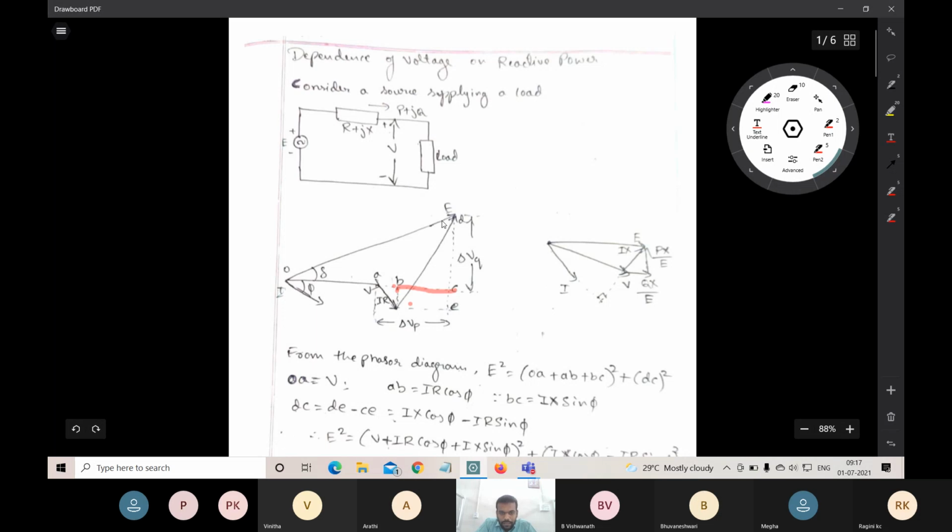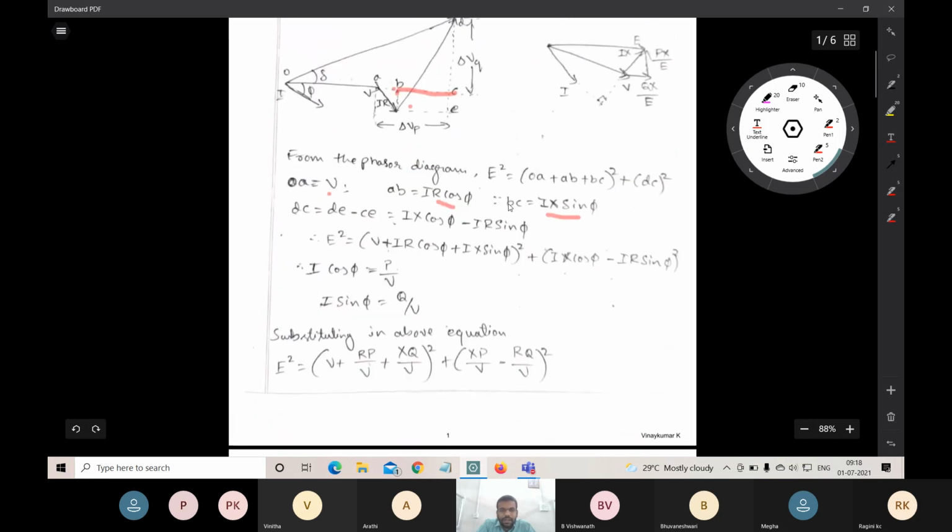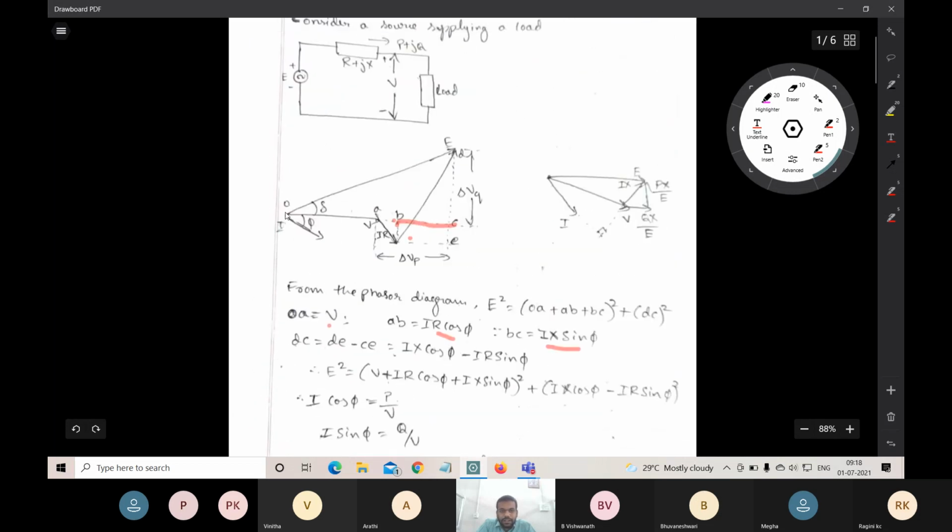So we need OE. So OE square is given by OC square plus DC square. So what is OC square? OC square is equal to OA square plus AB square plus BC square. So OA is given by V, AB is IR cos phi, and BC gives you the IX sin phi.